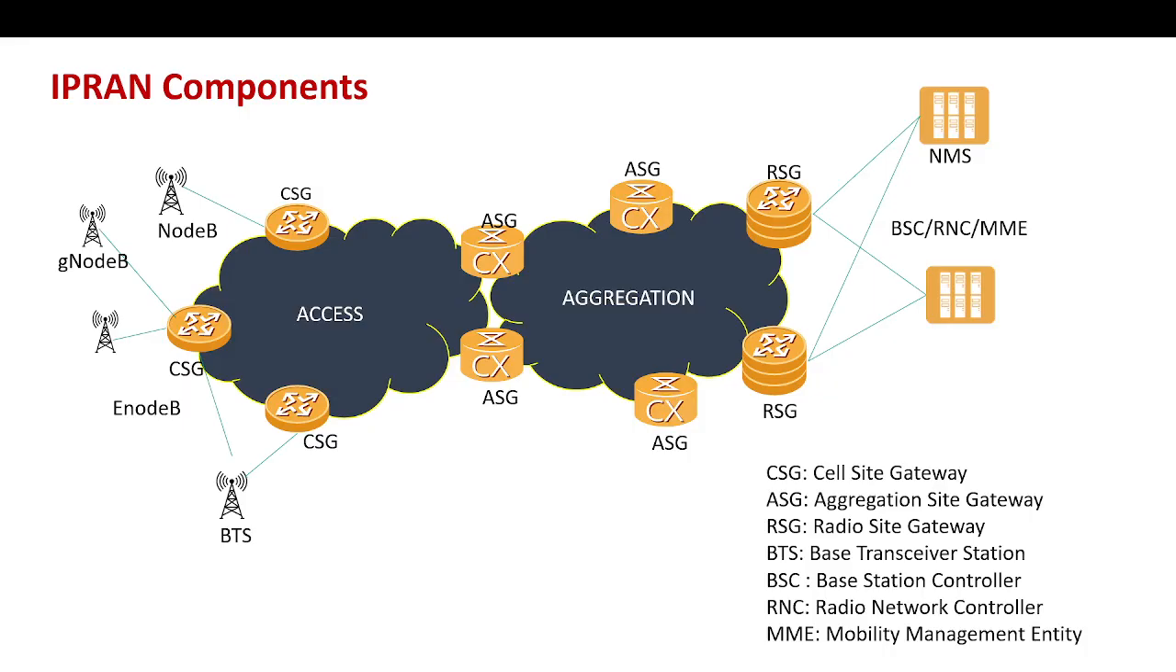We have the CSGs deployed on the access network. We have the ASGs, which we call the aggregation site gateways, and the radio site gateways deployed in the aggregation network. We have the radio side, we have the BTS, the eNodeB, the gNodeB for 5G. And then on the controller side, we have the RNC, BSC, MME, and even the EPC for the 4G network. We also have controllers for the 5G network. We also have the NMS.